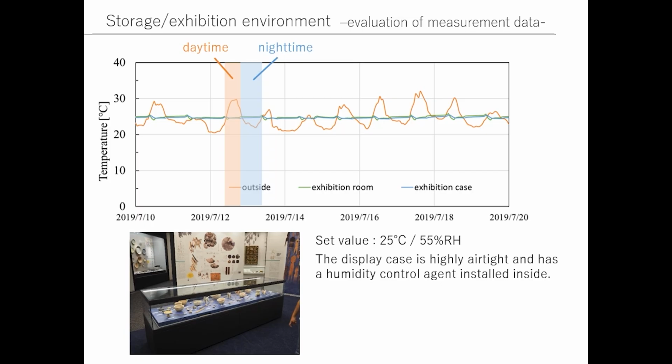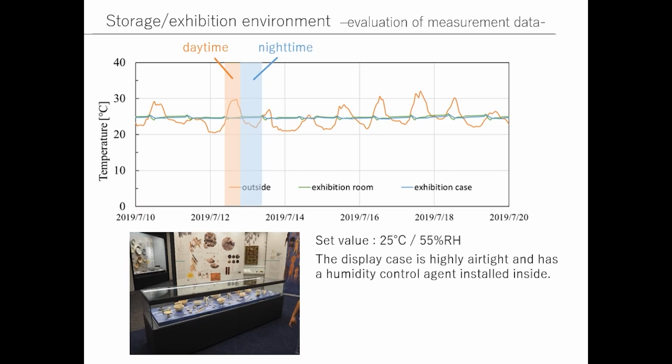First, let me introduce a way of investigating the temperature and humidity environment within an exhibition room. The graph in this slide shows the temperature measured in summer in the exhibition case, the exhibition room, and outside. This museum has air conditioning only during the daytime when it is open, and no air conditioning is used from the evening to the next morning.